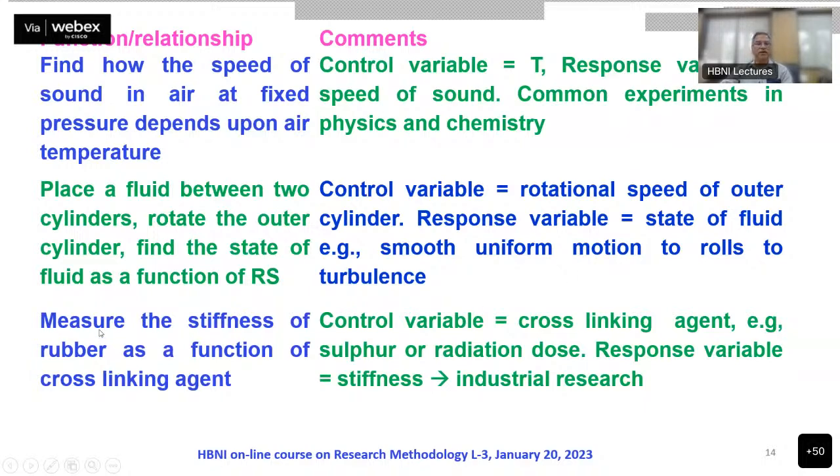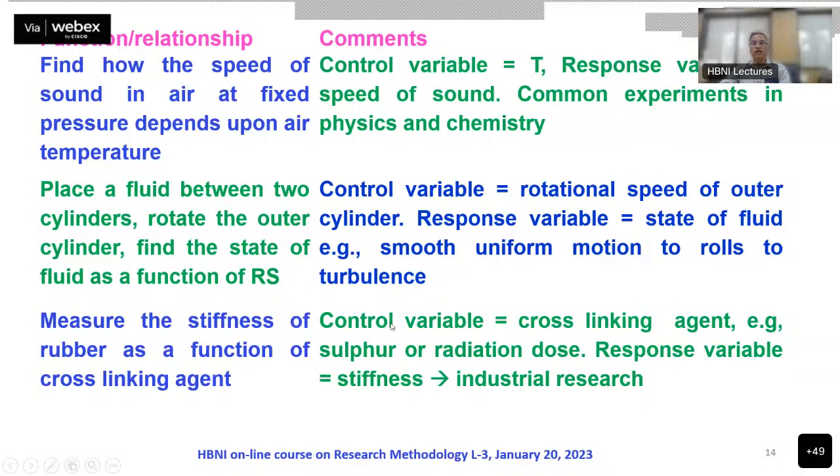Similarly, measure the stiffness of rubber as a function of cross-linking agents. See, rubber is toughened by using sulfur. So it's called vulcanization of rubber. Or you can even use a radiation dose to strengthen the rubber. Otherwise, rubber is a very soft material.